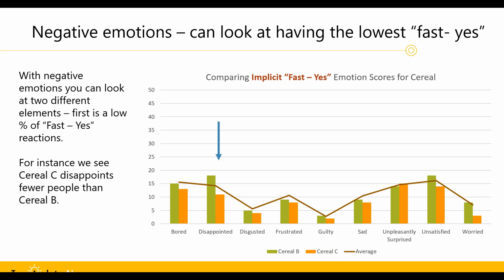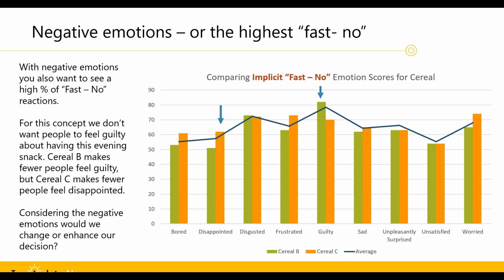However, we can also look at the opposite. We can look at how many people said fast no for negative emotions, right? Did you feel this emotion? No, I didn't. That's something that I really want. So as expected, cereal C, more people are saying, no, I definitely don't feel disappointed. However, if you look over on the right, there's an arrow there pointing to guilty. What's interesting is cereal C makes a few more people feel guilty, and cereal B is a little bit better at delivering against that. So options that we have coming out of this, I can maybe look at the characteristics of cereal B and cereal C and tweak a few so that I can take a little bit of the guilt out, maybe a little bit of the energy out of cereal C and get it to the place where it needs to be.